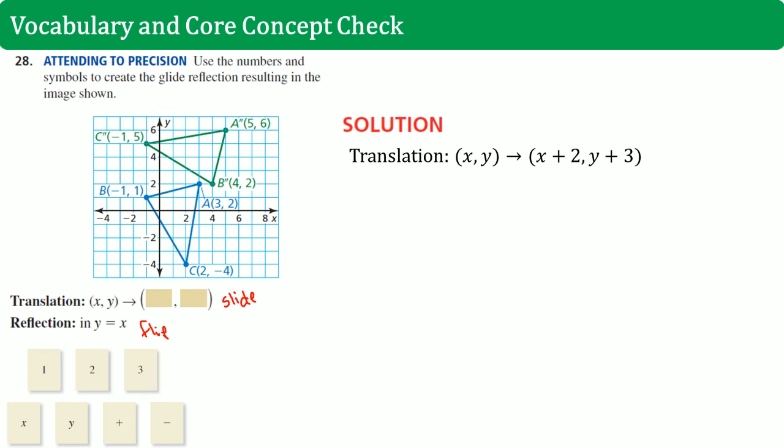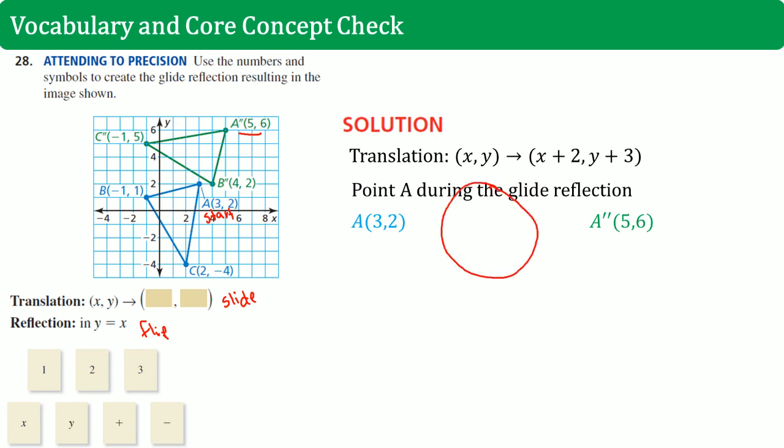Let me explain how. So we know that point A, the original point, was 3, 2. It starts here and then we know it ends here at A prime, which is 5 comma 6. Something happens here. What is that? I said that that point is 6 comma 5. How did I get that?